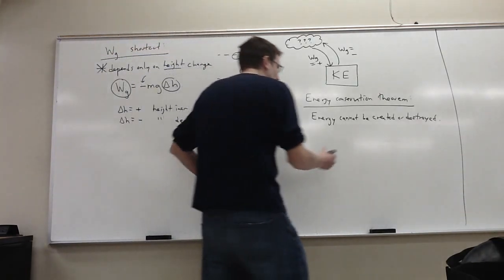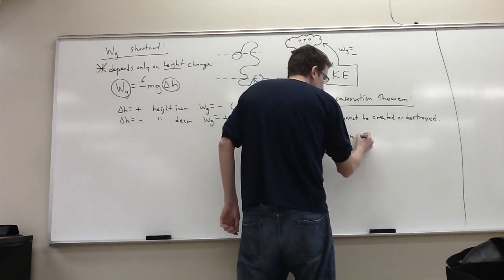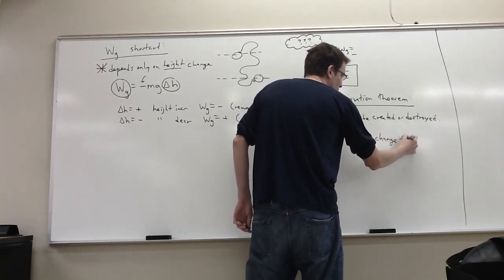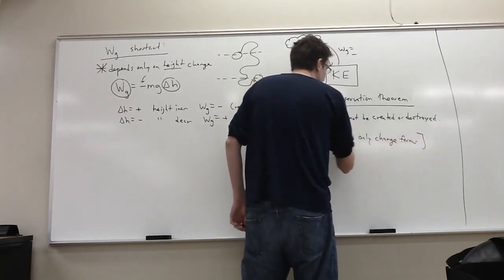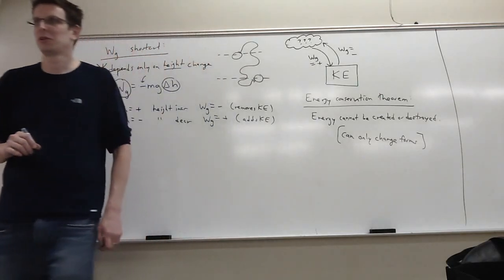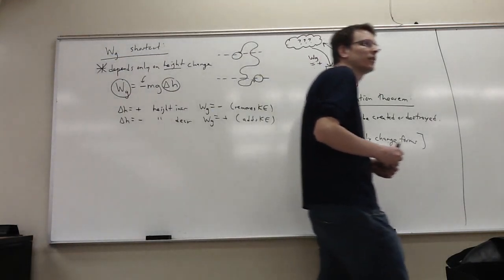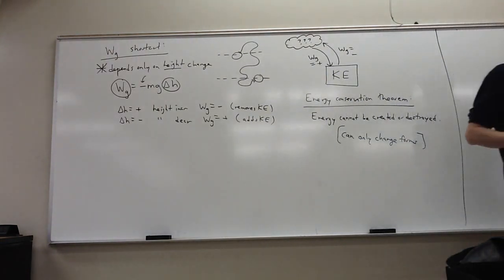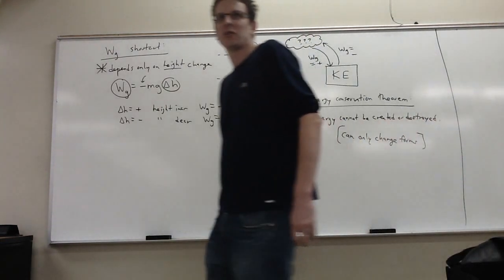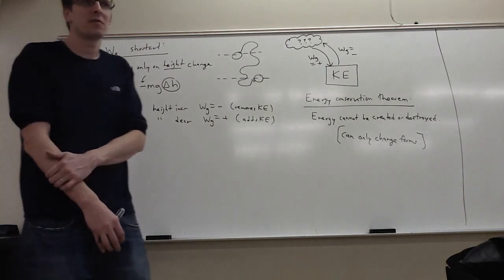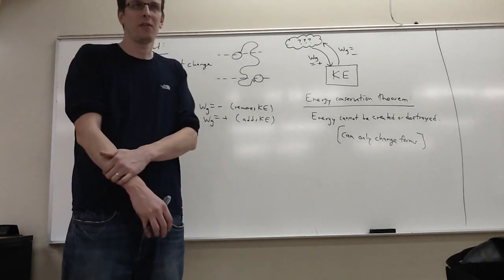So it can change forms, but that's it. It can only change forms. You can slosh it from one account to another, but the money can't just completely disappear. The energy can't just completely disappear. So this is where we're going next, is that kinetic energy is just the first of many different forms of energy that we're going to have.